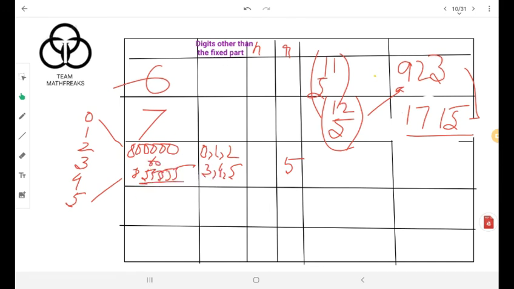So the value of n will be definitely 6, because we are starting with 8. 8 is the only fixed digit. We are not considering it. We are just showing that 8 is the fixed part. These are the numbers. Then 6 choose 5. What's the value of 6 choose 5? We have to go for this.